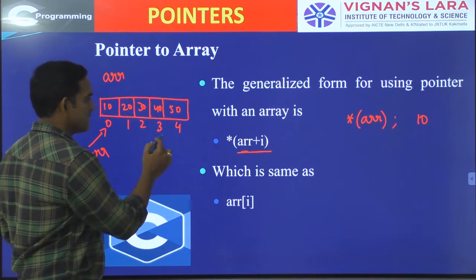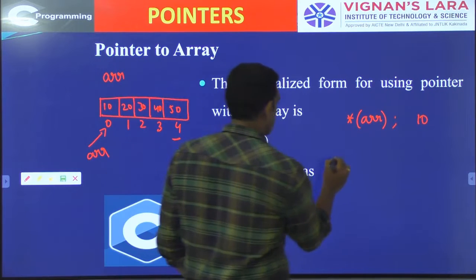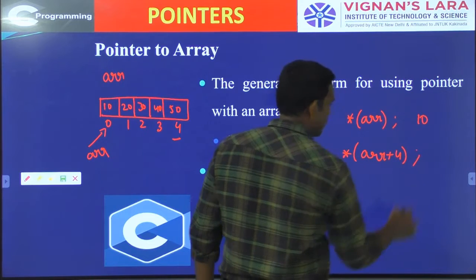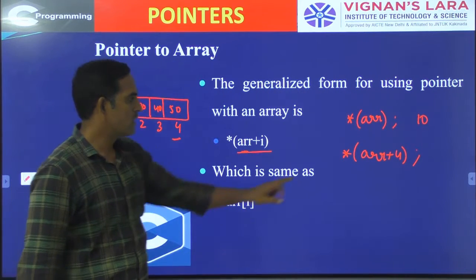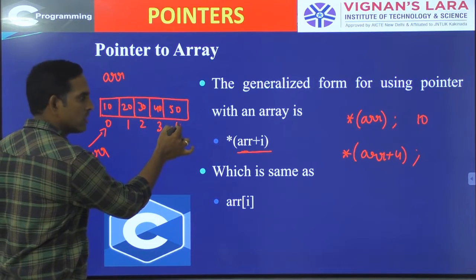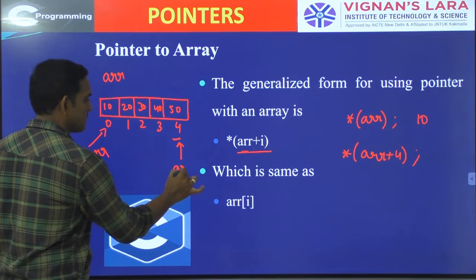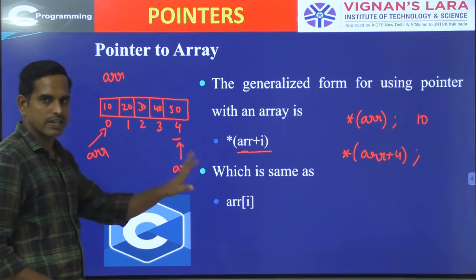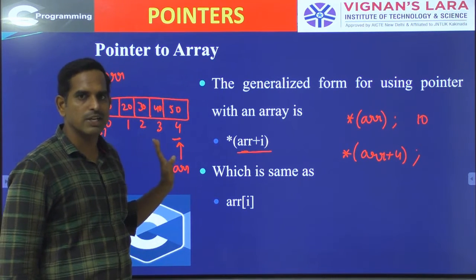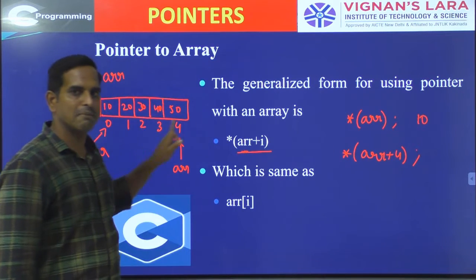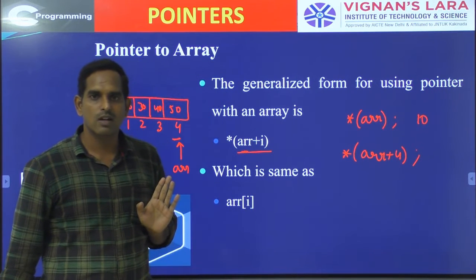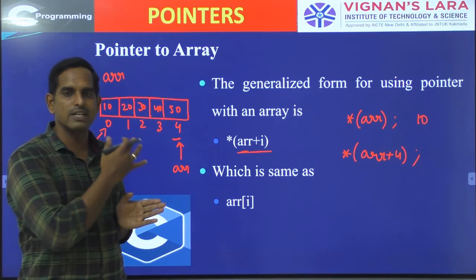In a similar sense, if I want to go to the fourth memory location, the last memory location, I can do ARR plus 4. ARR plus 4 means it will move 4 memory locations: 1, 2, 3, 4. Now it will be pointing to this particular position, which is the fifth memory location. So you are not incrementing any pointer here. You can access all the elements in your array by using the array name and adding the index. In this manner you can access any element in your array.